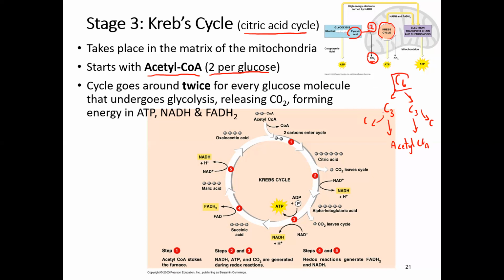There's my glucose, there's my pyruvates, 2 of them. They lose a carbon in the form of carbon dioxide. There it is. And they enter as acetyl-CoA. So this is just 1 acetyl-CoA. Now the cycle goes twice for every glucose, okay? And it forms a bit of ATP, NADH, and FADH2. So step 1, acetyl-CoA stokes the furnace. Steps 2 and 3, a little bit of ATP, NADH, and carbon dioxide are made. And steps 4 and 5, redox reactions making FADH2 and some NADH.